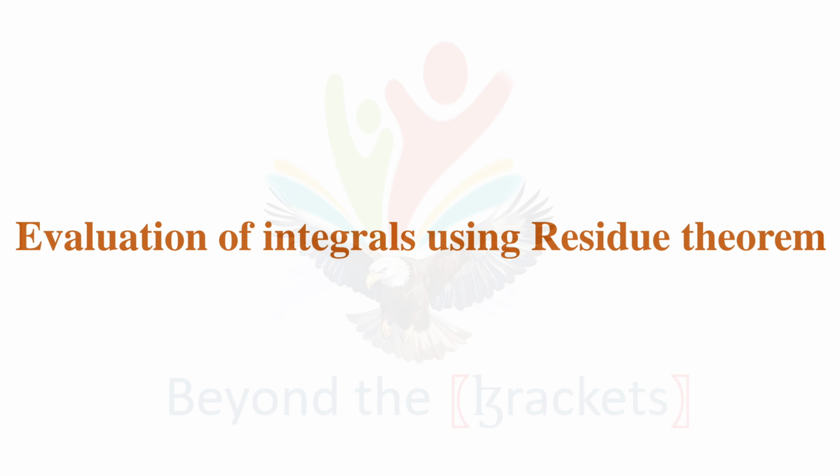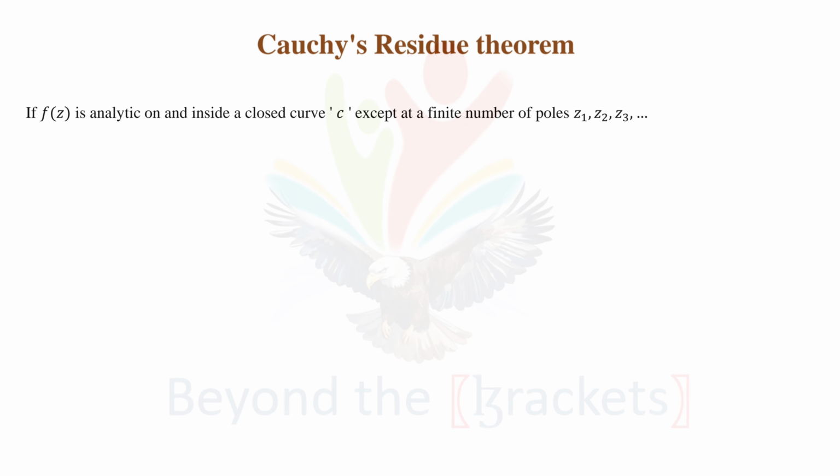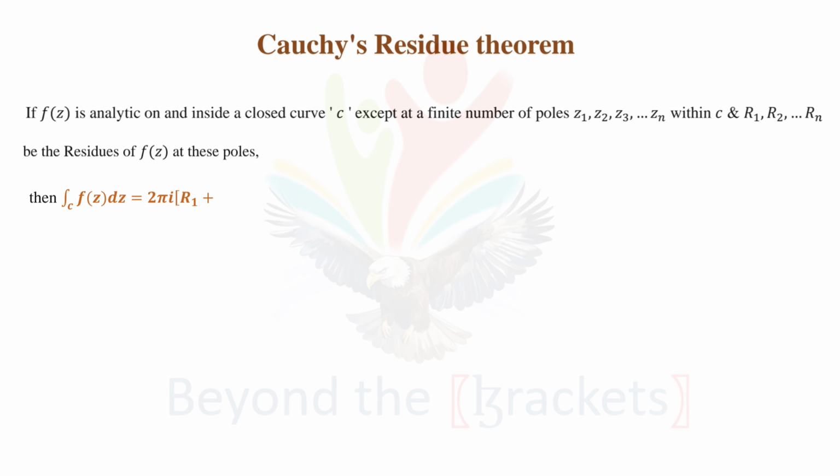In today's video, we'll learn how to evaluate the integrals using Cauchy's residue theorem. Cauchy's residue theorem states that if f of z is analytic on and inside a simple closed curve C except for a finite number of poles within C, then integral over C f of z dz will be equal to 2 pi i into sum of all the residues.